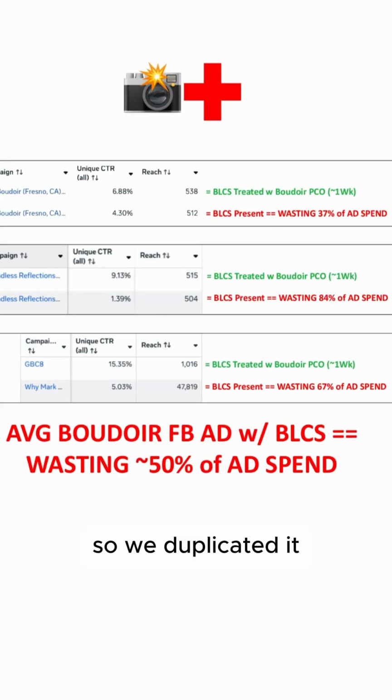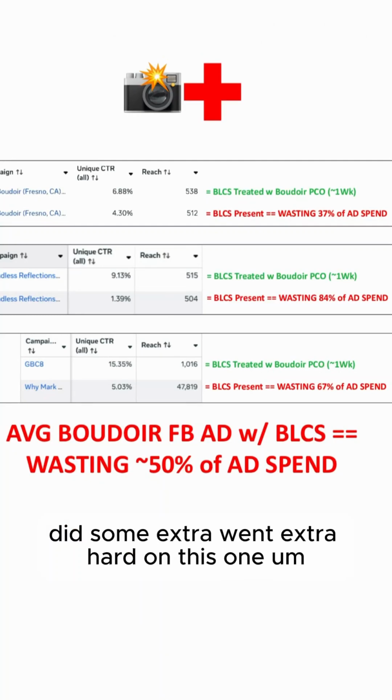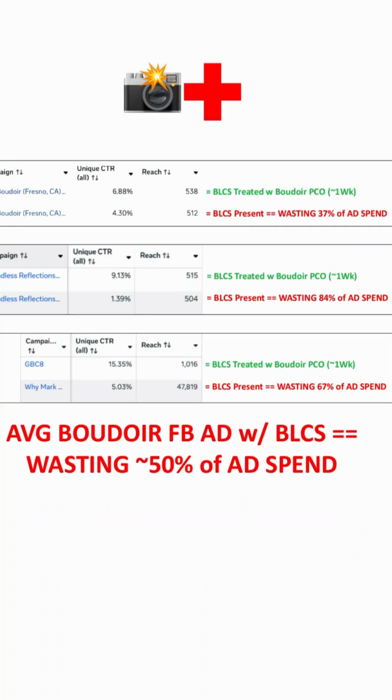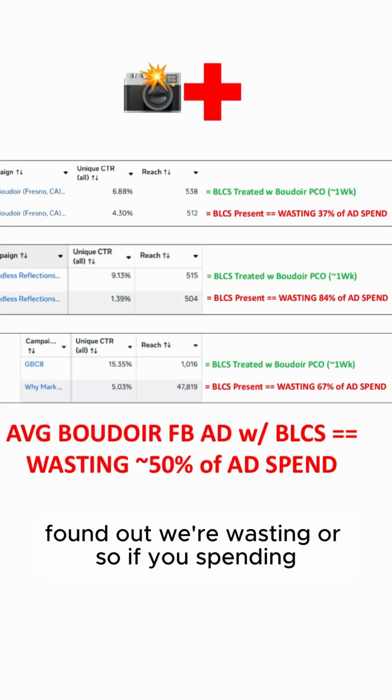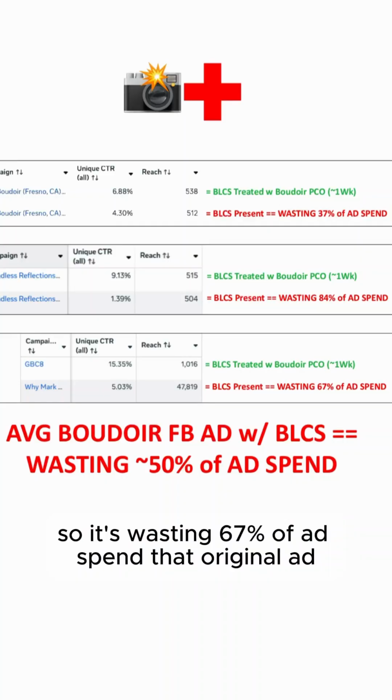So we duplicated it, did some extra, went extra hard on this one. Treated with Boudoir Pico, took about a week and got his unique CTR all up to 15.35%. So we found out he was wasting 67% of ad spend on that original ad.